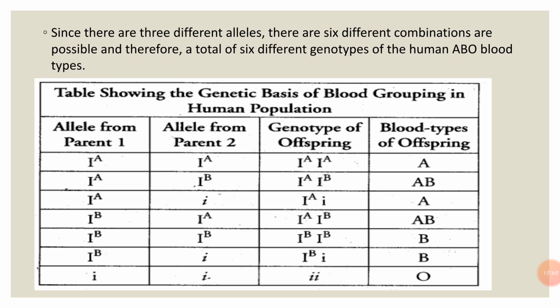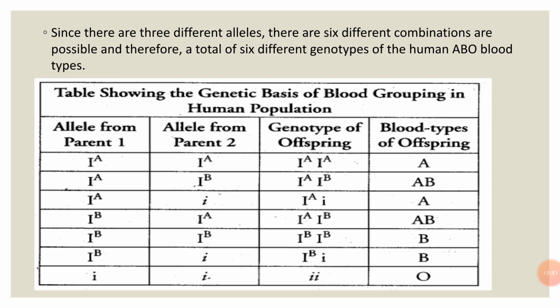Since there are three different alleles, as I said, capital IA, capital IB and small i, there are usually 6 different combinations possible, and therefore we are going to have a total of 6 different genotypes of the human ABO blood group. Let us study them one by one. Here we can see the allele from parent 1 and the allele from parent 2 in the second box. In the third column we can see the genotype of the offspring, and in the fourth column the blood type of the offspring.